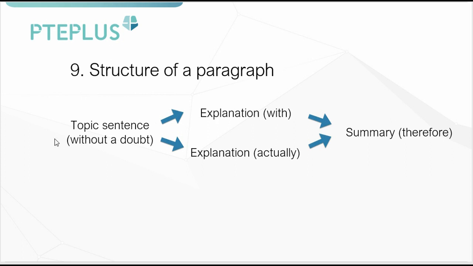So we started the paragraph off with a topic sentence, without a doubt, before going on to an explanation, and another explanation, before going to a summary. And with explanations, we have two set explanations. The first explanation includes the word with, and the second one includes the word actually. Obviously, therefore is a great way to include and summarize the topic, but it's not essential. You can always change it for other words, whatever feels more comfortable and natural for you.